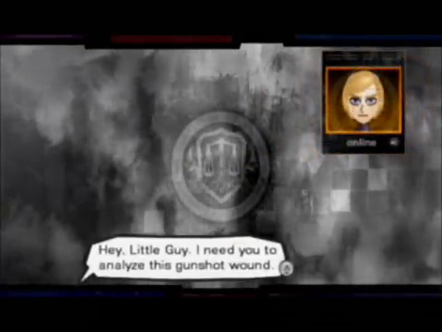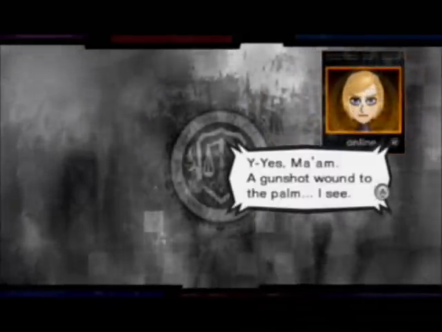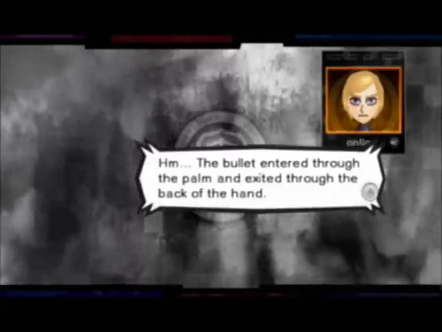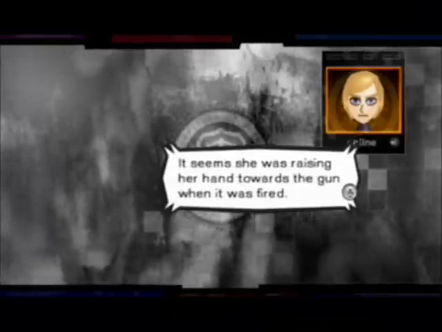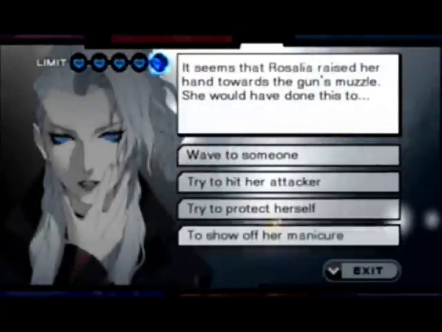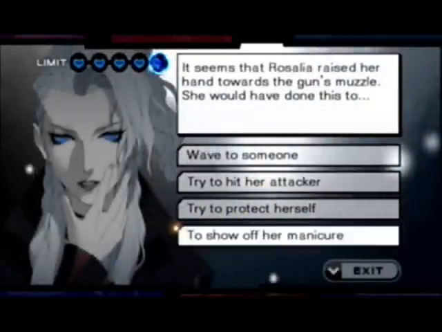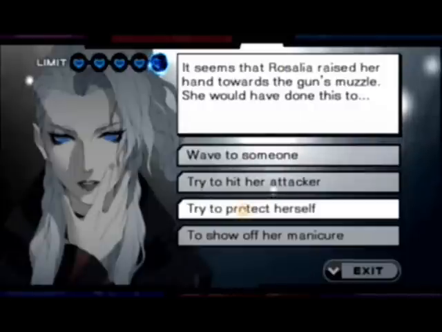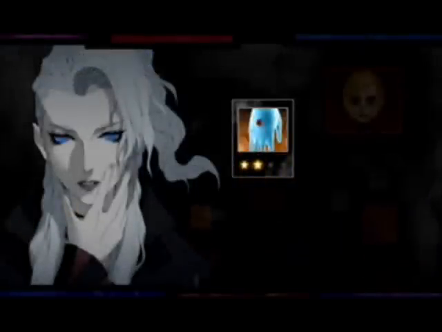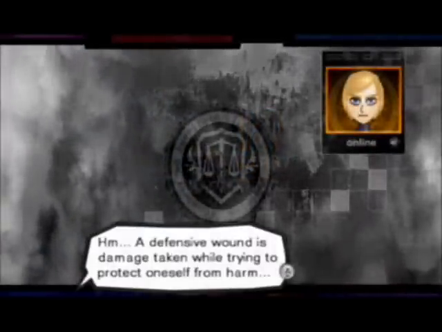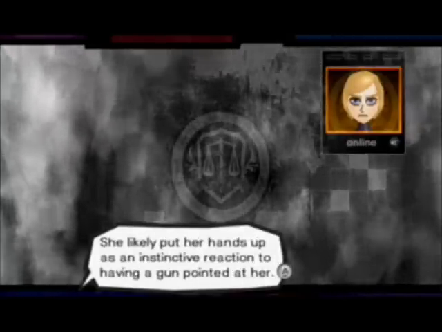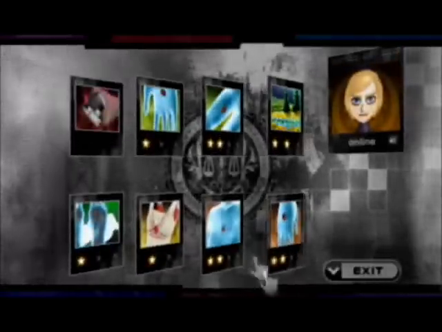Hey, little guy, I need you to analyze this gunshot wound. Yes, ma'am. A gunshot wound to the palm. I see. The bullet entered through the palm and exited through the back of the hand. It seems she was raising her hand towards the gun when it was fired. Why would she put her hand up like that? A defensive wound is damage taken while trying to protect oneself from harm. She likely put her hands up as an instinctive reaction to having a gun pointed at her. Even though that wouldn't help.